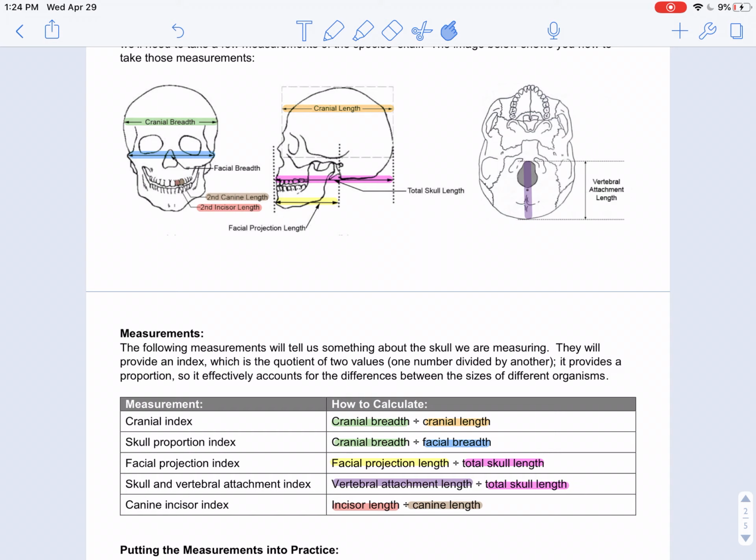Therefore, if the brown line is larger, so the denominator of that fraction is larger, that would make this index smaller. So the smaller this index, the more ancient the species. The larger the index, the more modern the species. So that was an important clarification for a lot of these, teaching us why these measurements matter and what we can deduce from them when we compare one to the other.